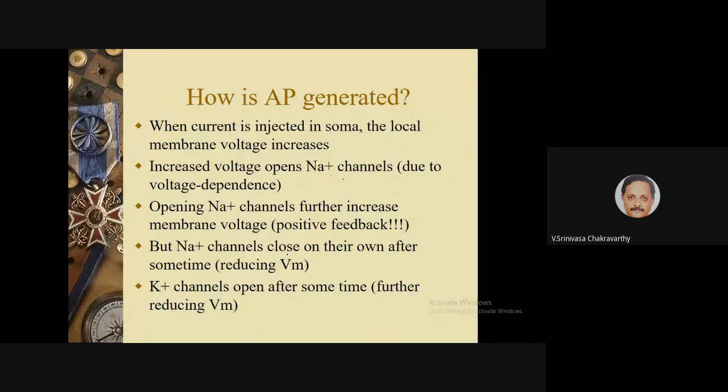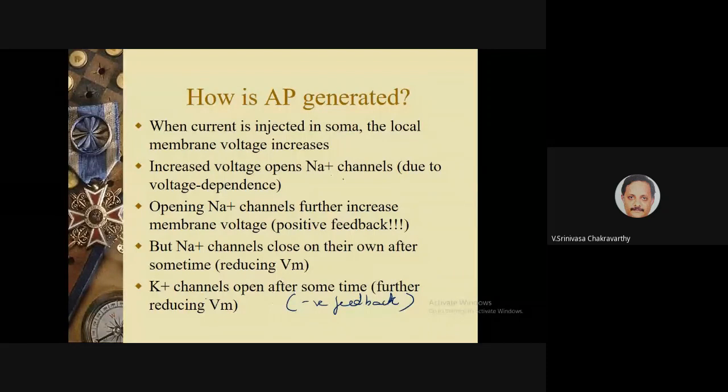But on the other hand, the same increase in voltage also opens potassium channels. Now we've seen that when you open potassium channels, that will decrease the membrane voltage. So that will involve a negative feedback. Right, so that will kill the whole process. So initially sodium channels open, and that will involve a positive feedback, so it will keep on increasing. But the same increase in voltage also opens potassium channels, but opening of potassium channels will decrease the voltage, so that will initiate a negative feedback process.